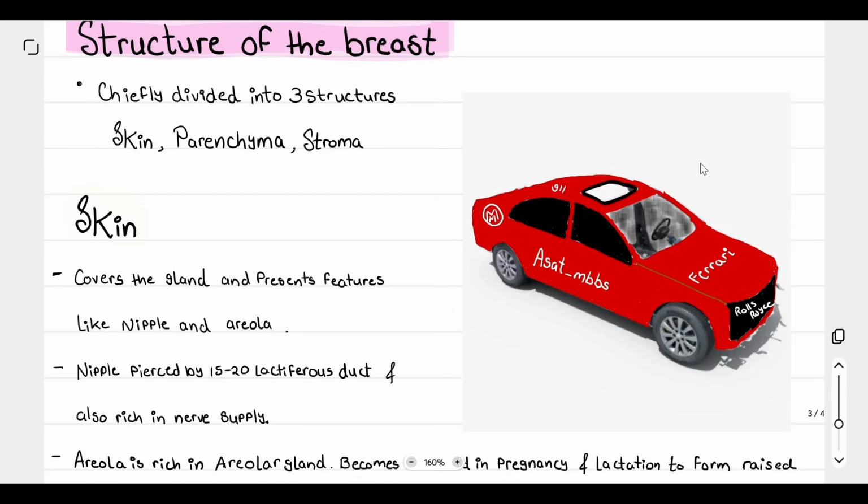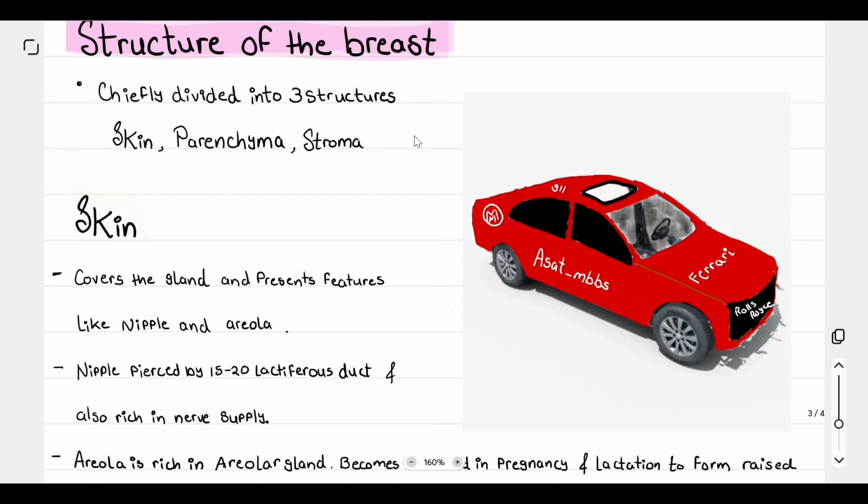And now you must be wondering why sir is showing his fake and ugly Ferrari, Rolls-Royce, Maybach 911. First of all, this car is sponsored by my channel ASAT MBBS, so this is none of your business.